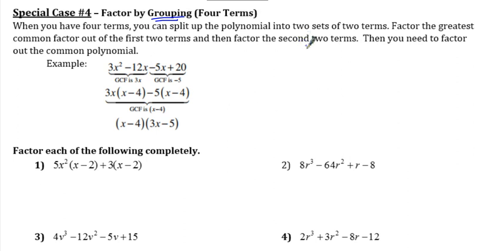When you have 4 terms, you should first split them into 2 groups. I'll do this as the blue group, and I'll do this as the orange group. For each group, find the greatest common factor. Here, the greatest common factor is 3x. So pull that greatest common factor out and leave behind an x minus 4. Here, in the orange group, the greatest common factor is negative 5. So I pull a negative 5 out here, and I leave behind an x minus 4. This matches, so it is my first factor, x minus 4.